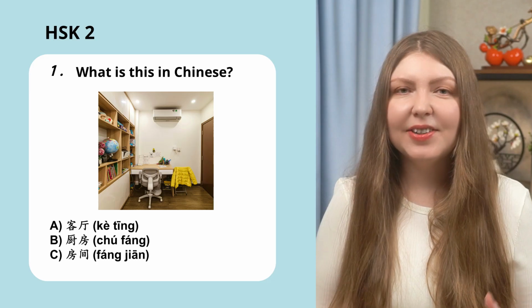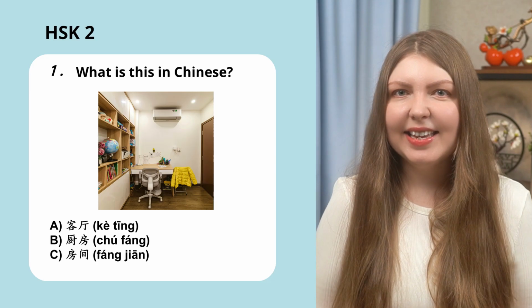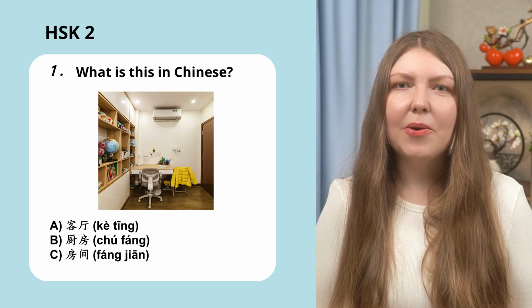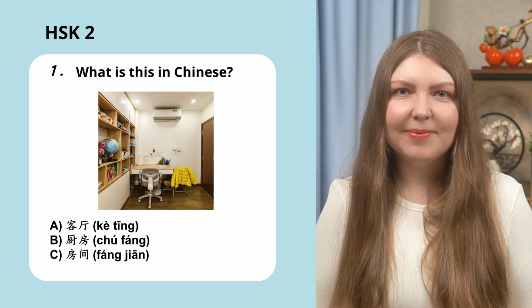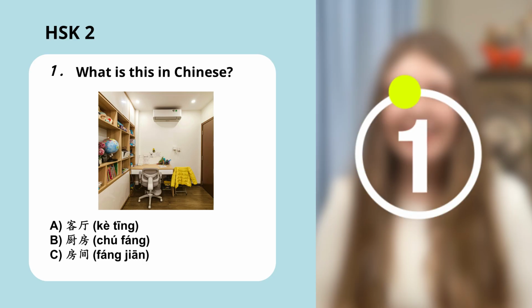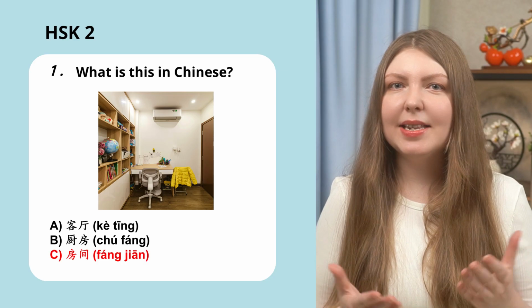Let's begin. Here is the first image. What's the word in Chinese? Is it A, 客厅, B, 厨房, or C, 房间? Give it a moment. Time's up, and that one is C, 房间, meaning room.